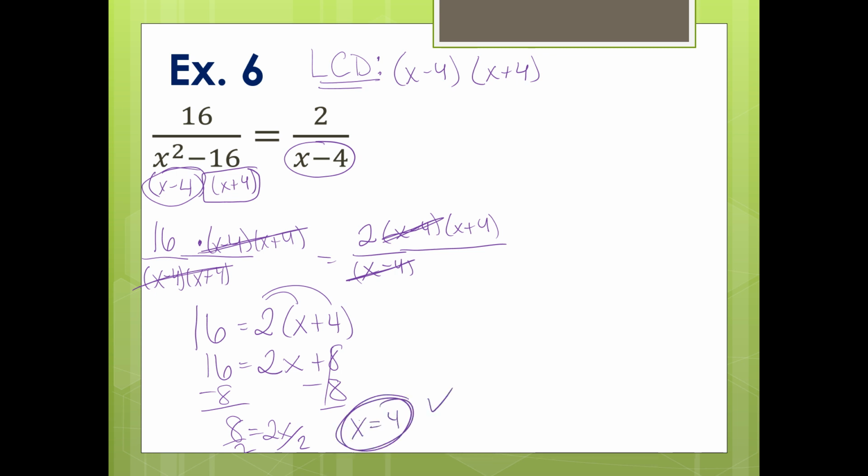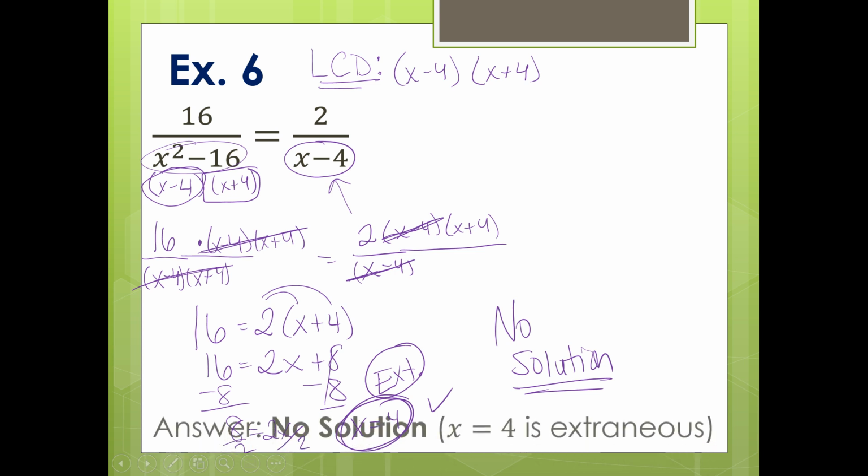Yay! Now, what happens though? If we plug 4 into here or into here, I don't think that's going to be good. We're going to get 0 on the bottom. So we only got one answer, and that one answer did not work. It is extraneous. So our answer here is no solution. Again, make sure you're checking those answers in the bottom of this equation.